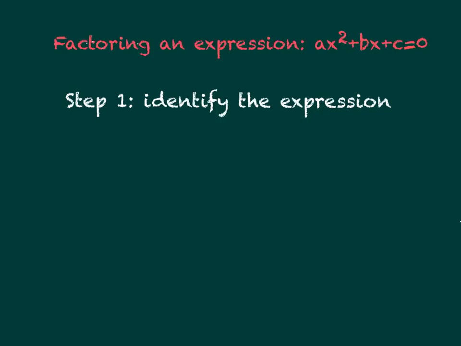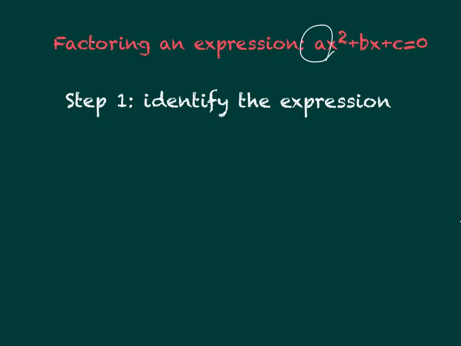Okay, the objective of this video is to remember or to learn how to factor out an expression on the form ax squared plus bx plus c. So the first thing you have to do is to identify if the expression is on that form. And the main characteristic of this form is that a, which is the coefficient of x squared, is a number different from 1 and different from 0.